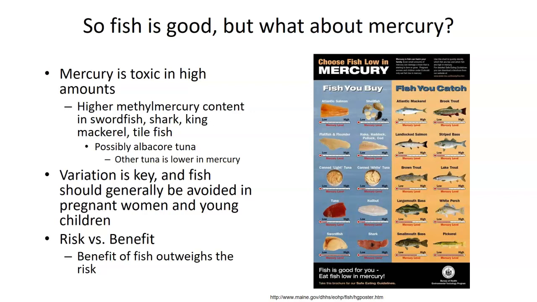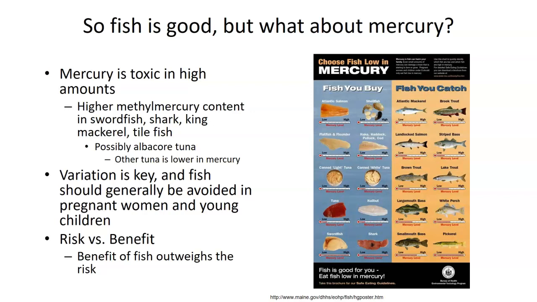The type of mercury that's being consumed in this case is called methylmercury. It can go through the gastrointestinal tract or your small intestine and make its way into your blood supply. And we can see again the big players, swordfish, shark, king mackerel, tilefish, but also albacore tuna. All right, other tuna is lower in mercury.